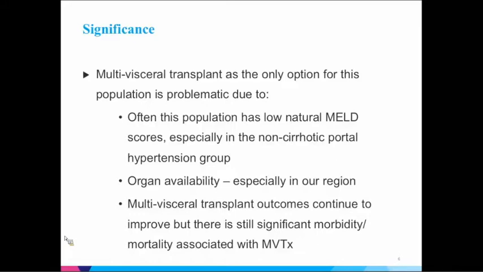so the significance in the context of transplantation is that multivisceral transplant as the only option for this population is very problematic due to a few reasons. This population, especially non-cirrhotic portal hypertension, often has low natural MELD scores, and therefore in our region especially, but really throughout the country, multi-organ availability inclusive of a liver-containing graft is quite the problem. And while multivisceral transplant outcomes have continued to improve in the last few years, there is still very significant morbidity and even mortality associated with multivisceral transplant.